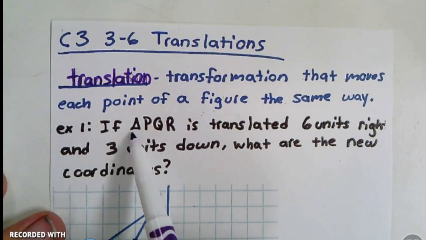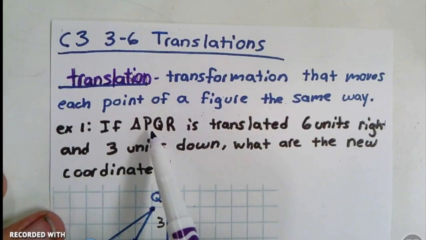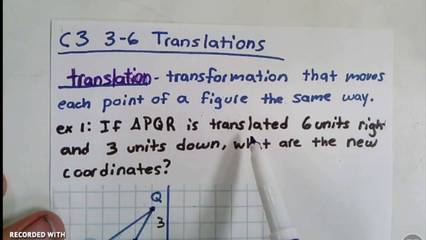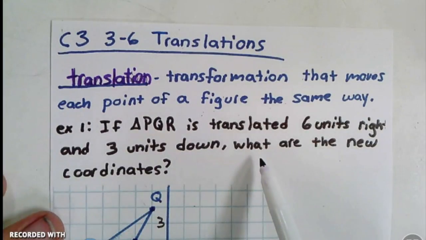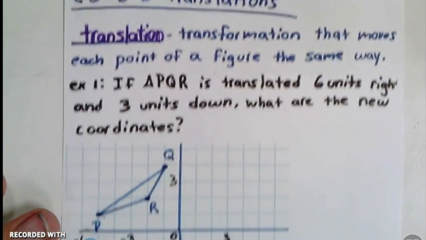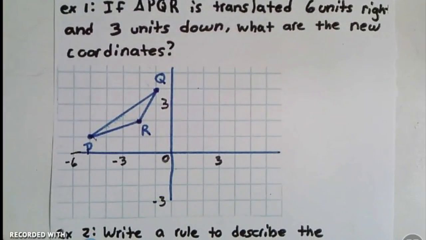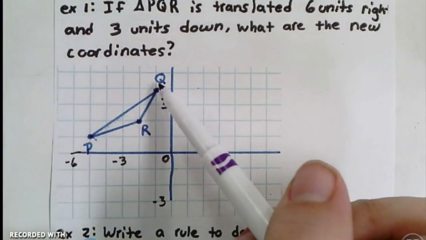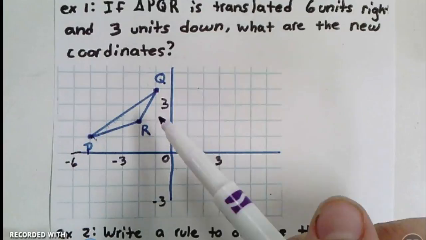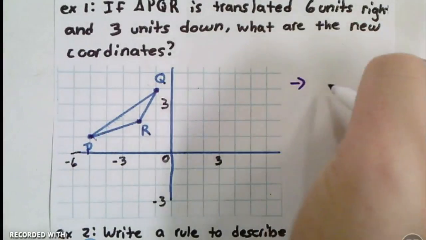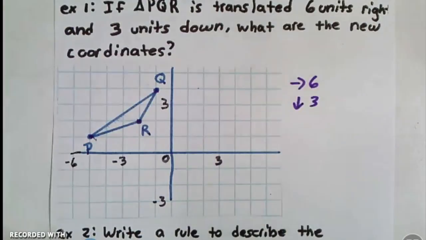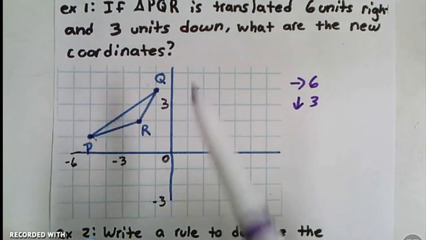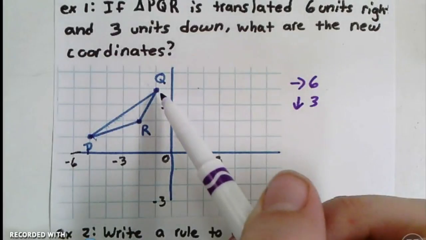If triangle, that's what this little symbol means, PQR, is translated 6 units right and 3 units down, what are the new coordinates? So here is triangle PQR, and I want to move it to the right 6 spaces, and then I want to move it down 3 spaces. So what I'm going to do is move the shape by first moving the vertices.